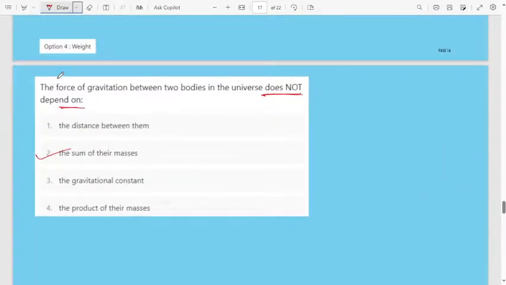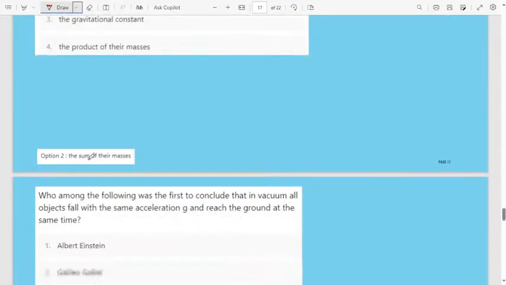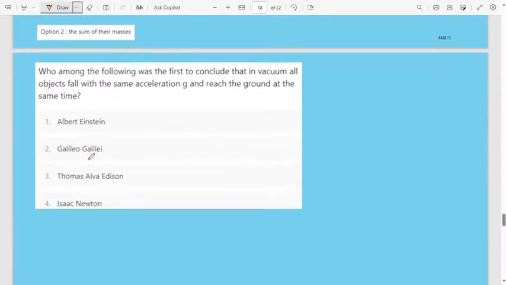Because the force of gravitation between two bodies always depends upon the distance between the bodies, and also the gravitational constant capital G, and also the product of their masses. But here they have given the sum of the masses, that is wrong. Let us move to the next question.